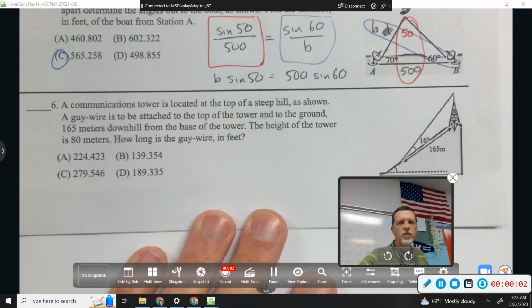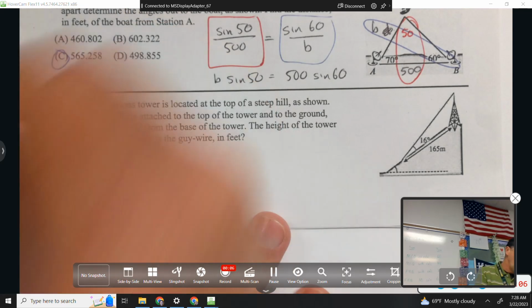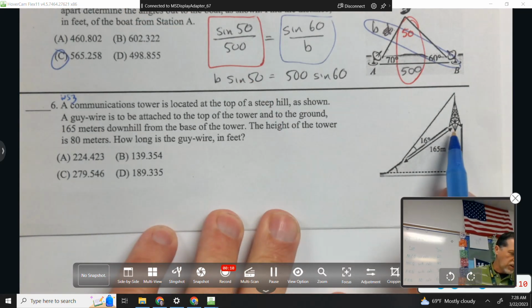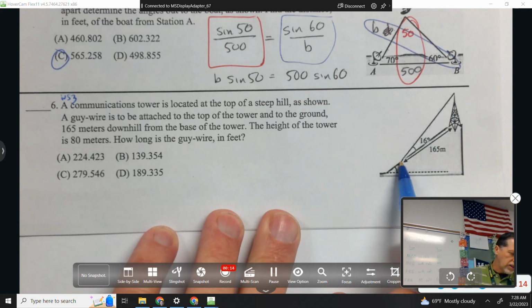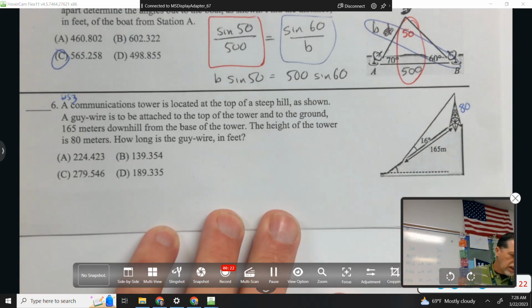Number 6 from worksheet 3. The communications tower is located at the top of a steep hill as shown. A guy wire is to be attached to the top of the tower and to the ground, 165 meters from the base of the tower. The height of the tower is 80. How long is the guy wire in feet?